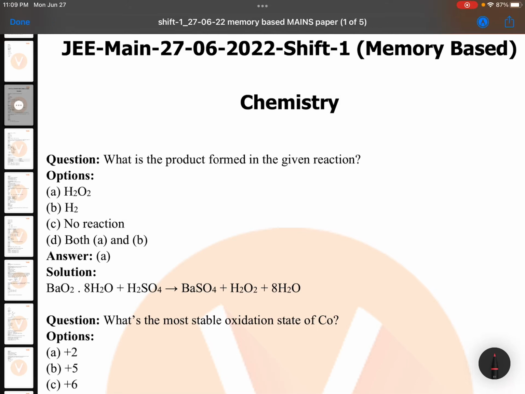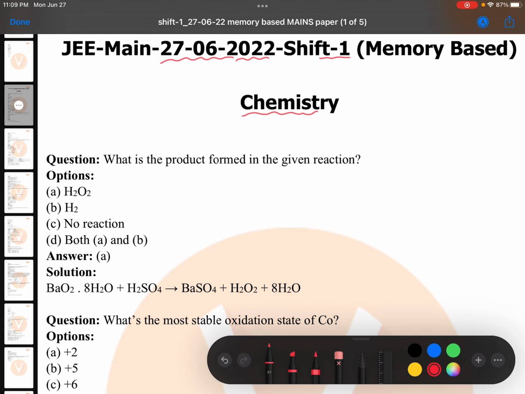I am back with another question paper, 27/6/2022 shift 1, morning shift. This paper is okay compared to the easy paper only. Let's go with these questions. It is a memory based paper, so sometimes some options may not be exactly given, but you can go.